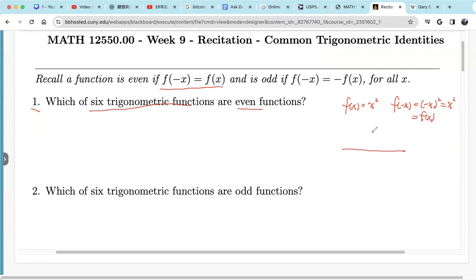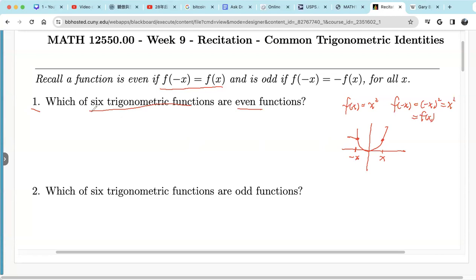So the graph looks like this, symmetric with the y-axis, or maybe with another vertical line parallel to the y-axis. For x squared, we know the graph looks like this, right? You see, if this is negative x and this is x, the y values are the same. We have this point or this point, and the function values are the same. So even functions are symmetric with the y-axis.